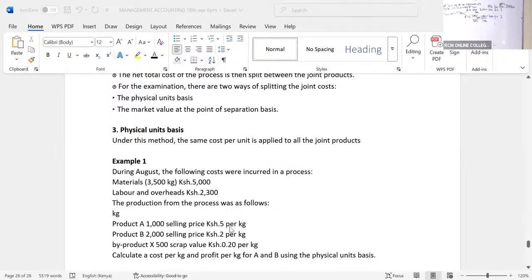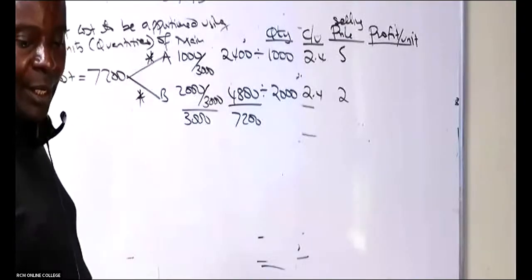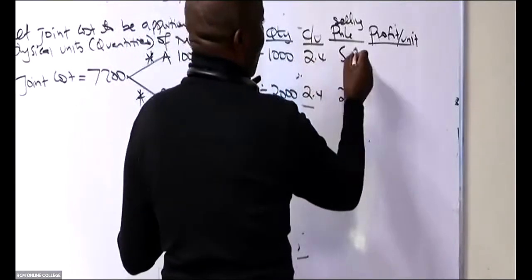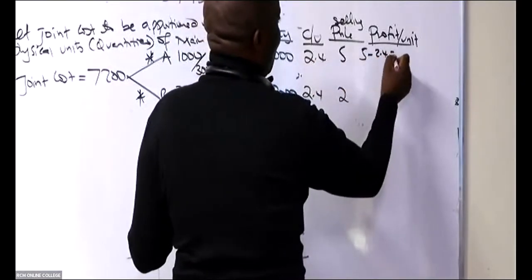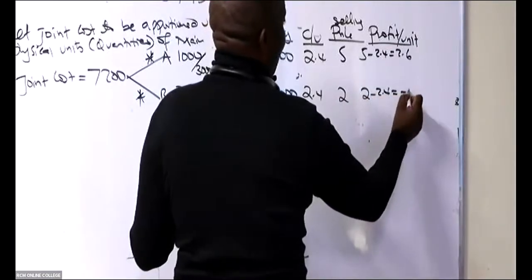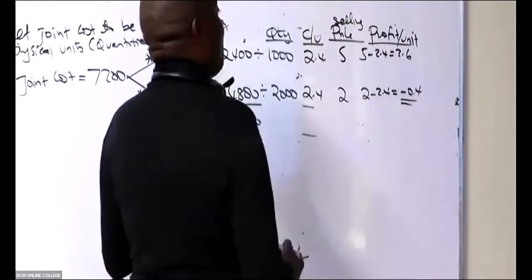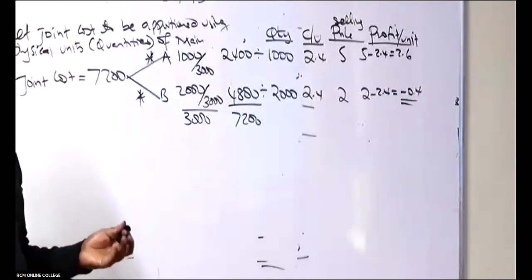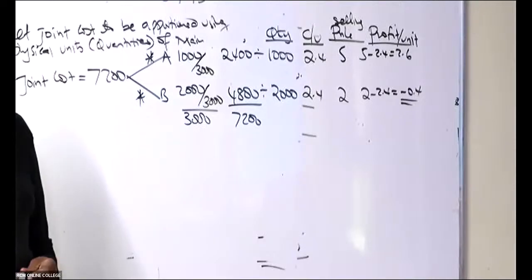So profit per unit, we shall take the selling price minus the variable cost per unit. So 5 minus 2.4 gives 2.6. This will be 2 minus 2.4, which gives me a loss of 0.4, because basically it was made to absorb a higher cost than it could absorb. Yeah.